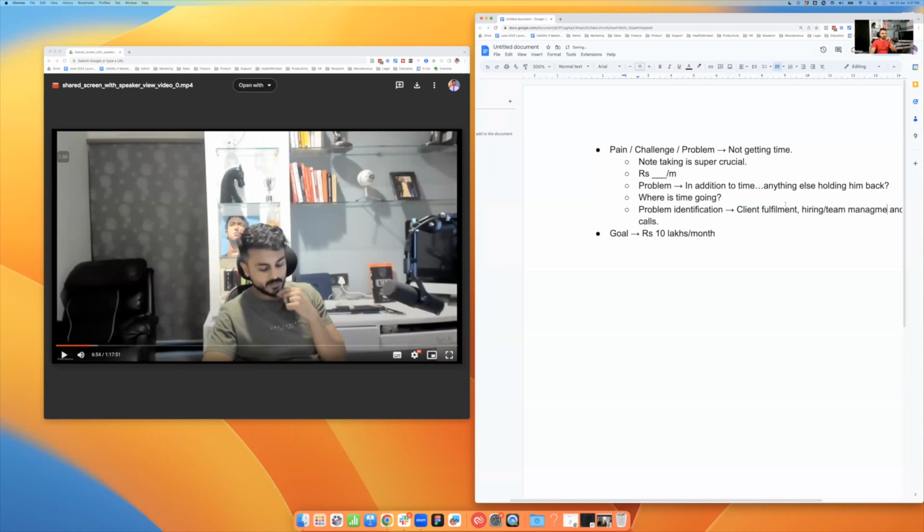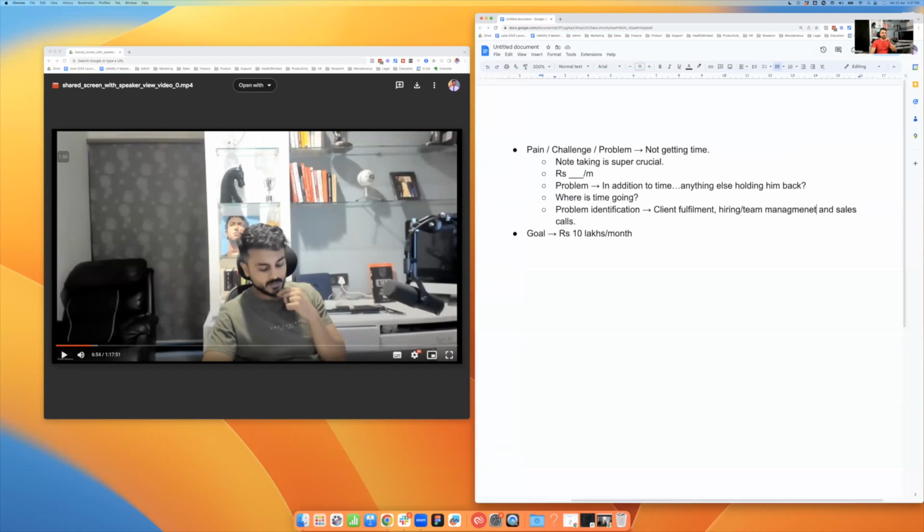His bottleneck in this particular case is not time. Don't settle for that, that would be a big mistake. Go deeper and understand what it really is. In this case, you have understood that client fulfillment is a big problem because he doesn't have a streamlined, leveraged format to actually fulfill his clients. That's why he has to go on the one-on-one calls.